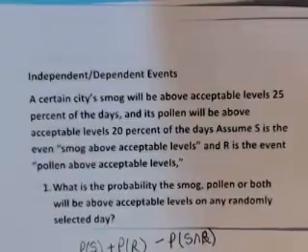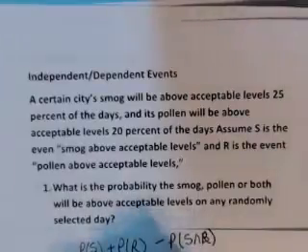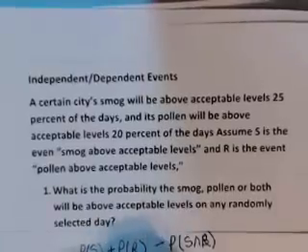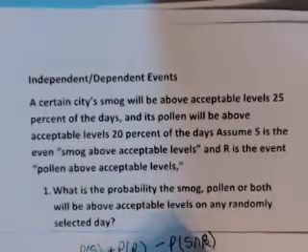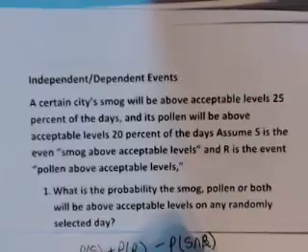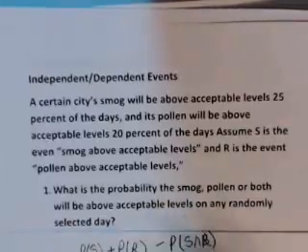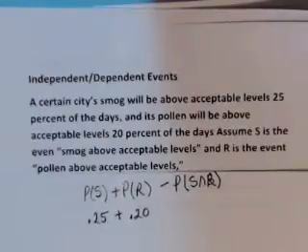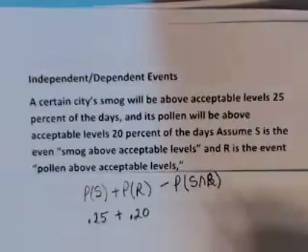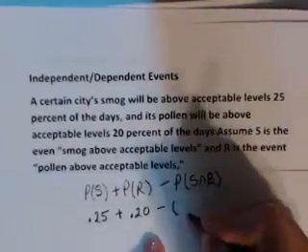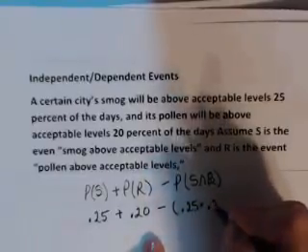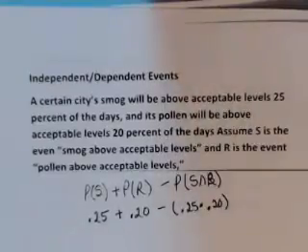So we're going to take the probability of smog is 25 hundredths. The probability of pollen is 20 hundredths. So you change those percents to decimals, minus the probability that they occur on the same day, the probability that they overlap.